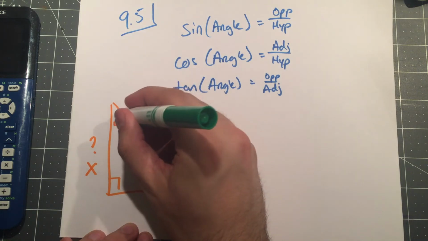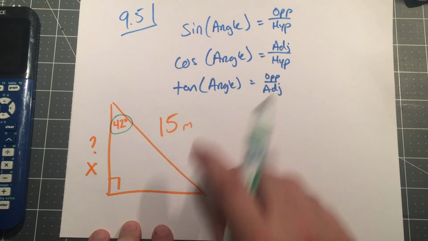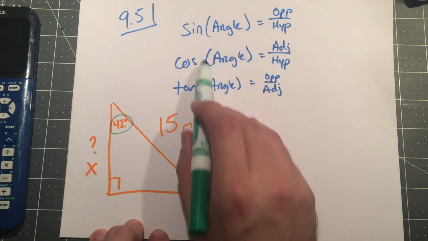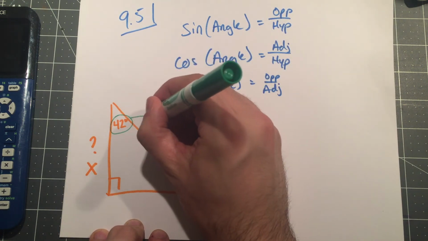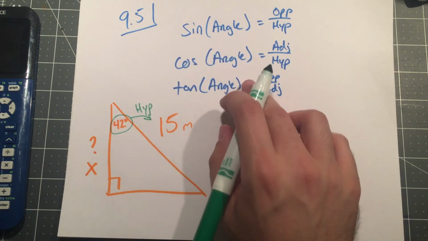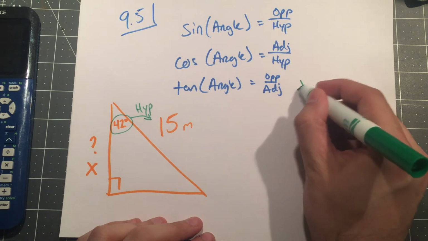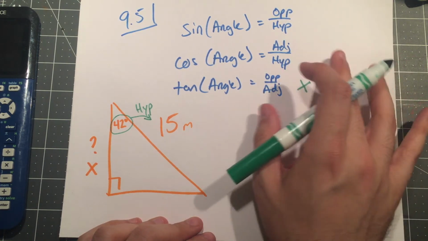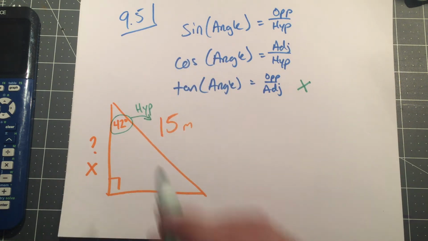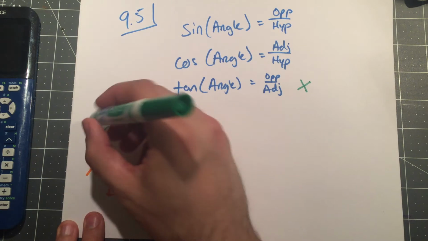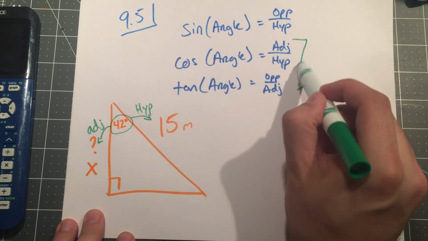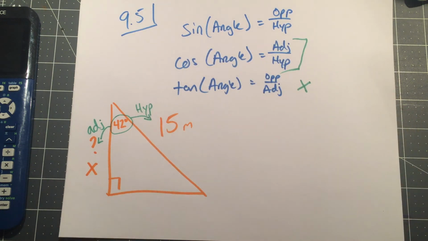In this case, I'm going to be starting from this 42, that's my angle, and whichever angle I pick is going to determine which one of these I use. I have the hypotenuse, that's good. Because I have the hypotenuse, I know that I'm not going to be using tangent. That one doesn't use hypotenuse. I'm going to be using sine or cosine. I also am looking for the adjacent side, which means in this question, I'm going to be using the cosine.